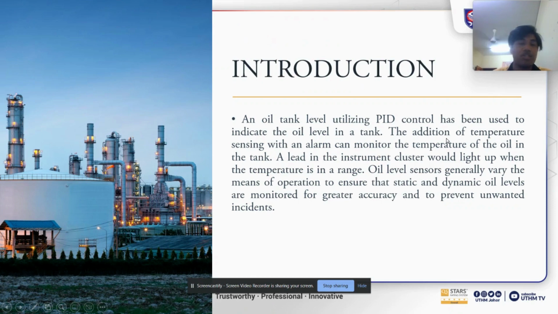For the introduction, an oil tank level utilizing PID control has been used to indicate the oil level in the tank. The addition of temperature sensing with an alarm can monitor the temperature of the oil in the tank. The instrument cluster will light up when the temperature is in a range. An oil level sensor generally will vary the means of operation to ensure that static and dynamic oil levels are monitored for greater accuracy and to prevent unwanted accidents.